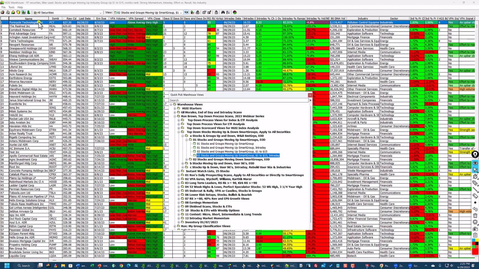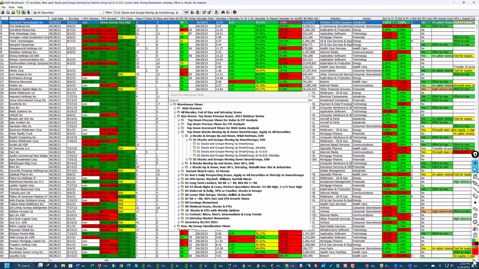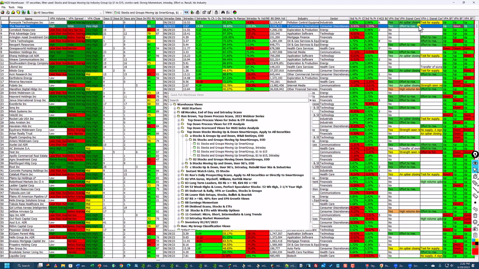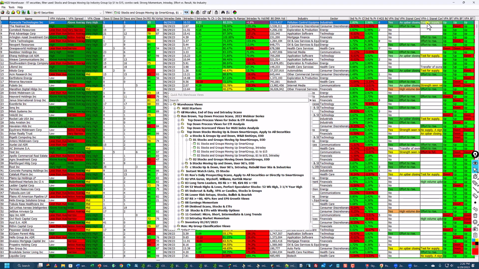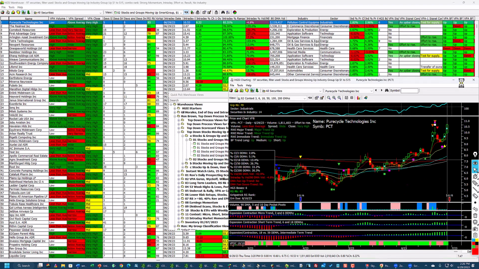Here's Pure Cycle Technologies. Crossed over 6 days ago. Must have had a pullback because the VPOC only crossed over yesterday. The RS rank is 93. Let's take a look at it. There was an effort, not an effort to rise. Let me see if I can move over there. This is why I like to see the whole screen. Now, if I can move this. Okay, so there is an up bar closing near the high and a test for supply before that on this Pure Cycle. Let's look at it.